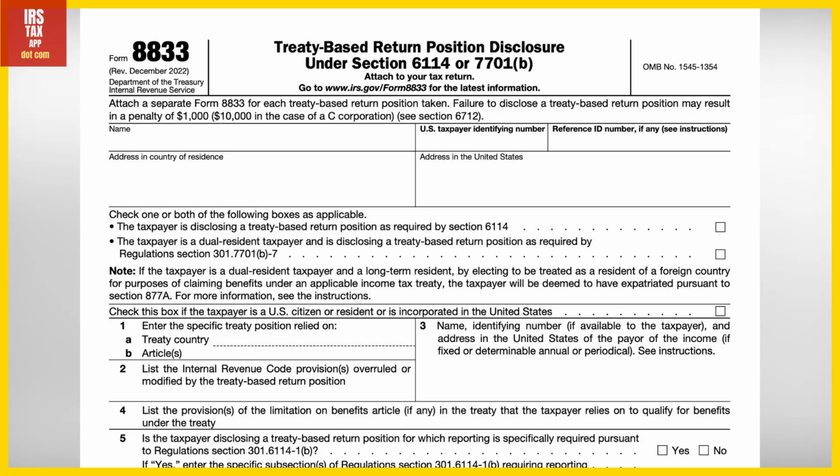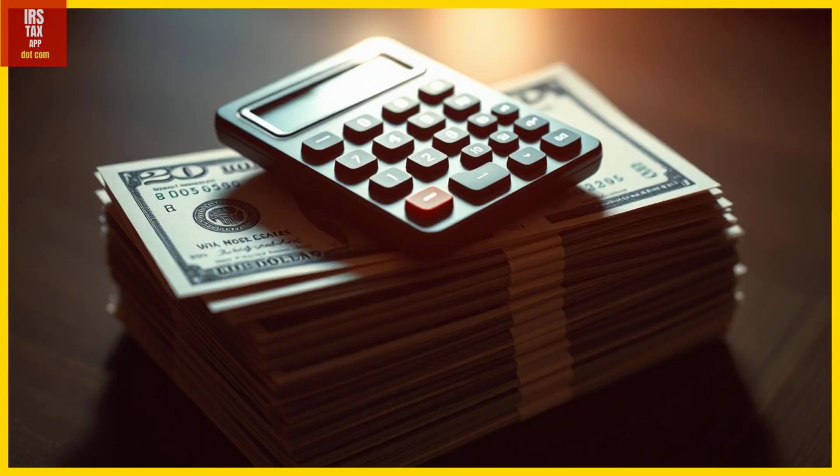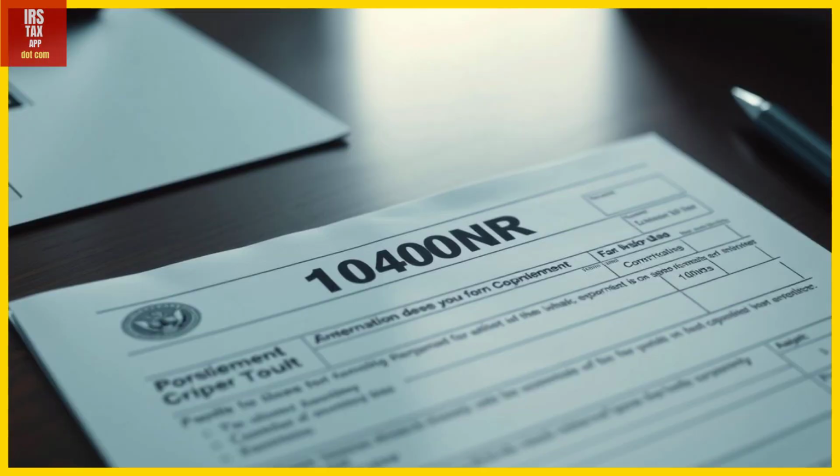To claim these benefits, you'll need to file Form 8833 with your tax return. Always check if your country has a tax treaty with the U.S. It could save you hundreds or even thousands of dollars. Filing requirements. Now, let's talk about what forms you need to file. Form 1040-NR. This is the main tax return for non-resident aliens.